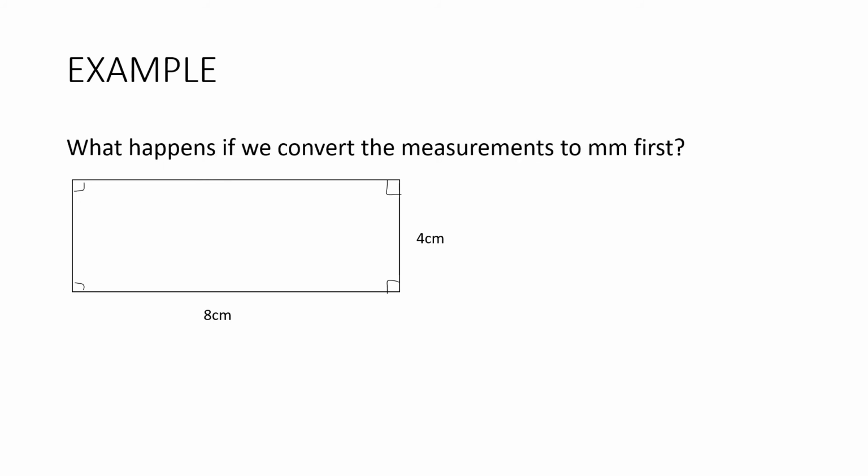Now what happens if we convert the measurements to millimetres first? How many millimetres are there in 8 centimetres? There's 80, isn't there? Because there's 10 millimetres in a centimetre. And in 4 centimetres, there would be 40. So let's do the area now. Area is length times breadth, which is 80 times 40, which is 320 millimetres squared.